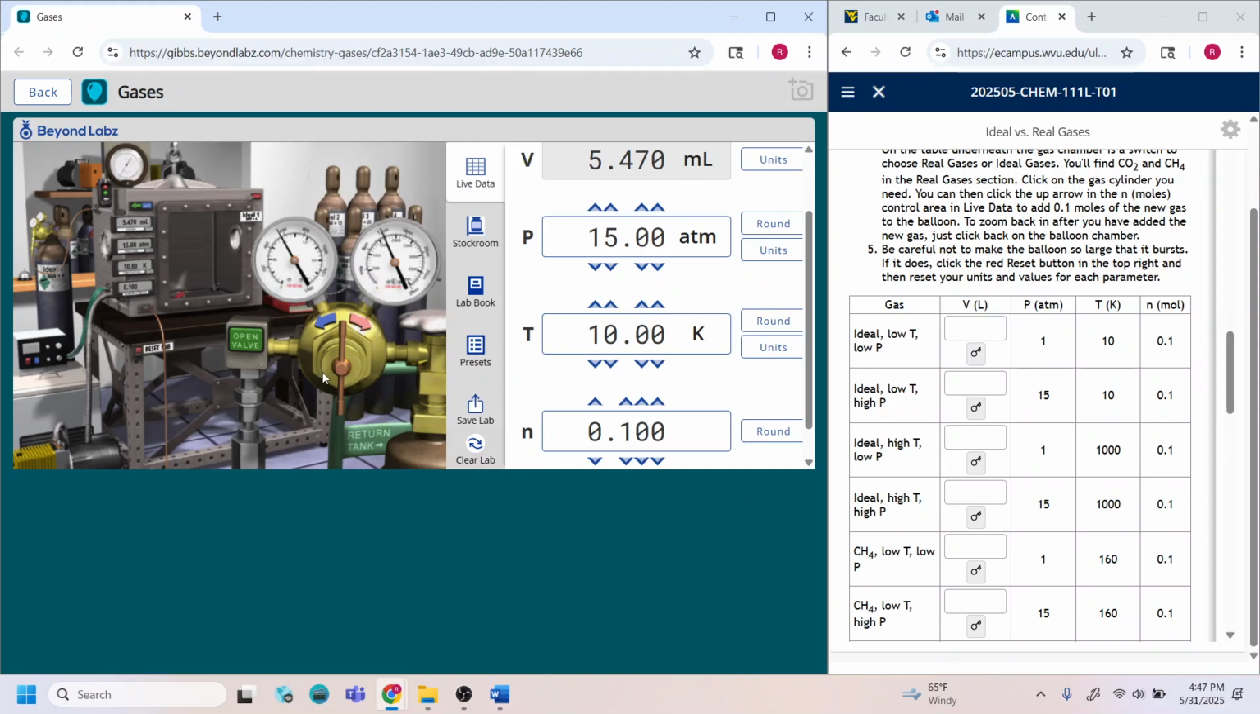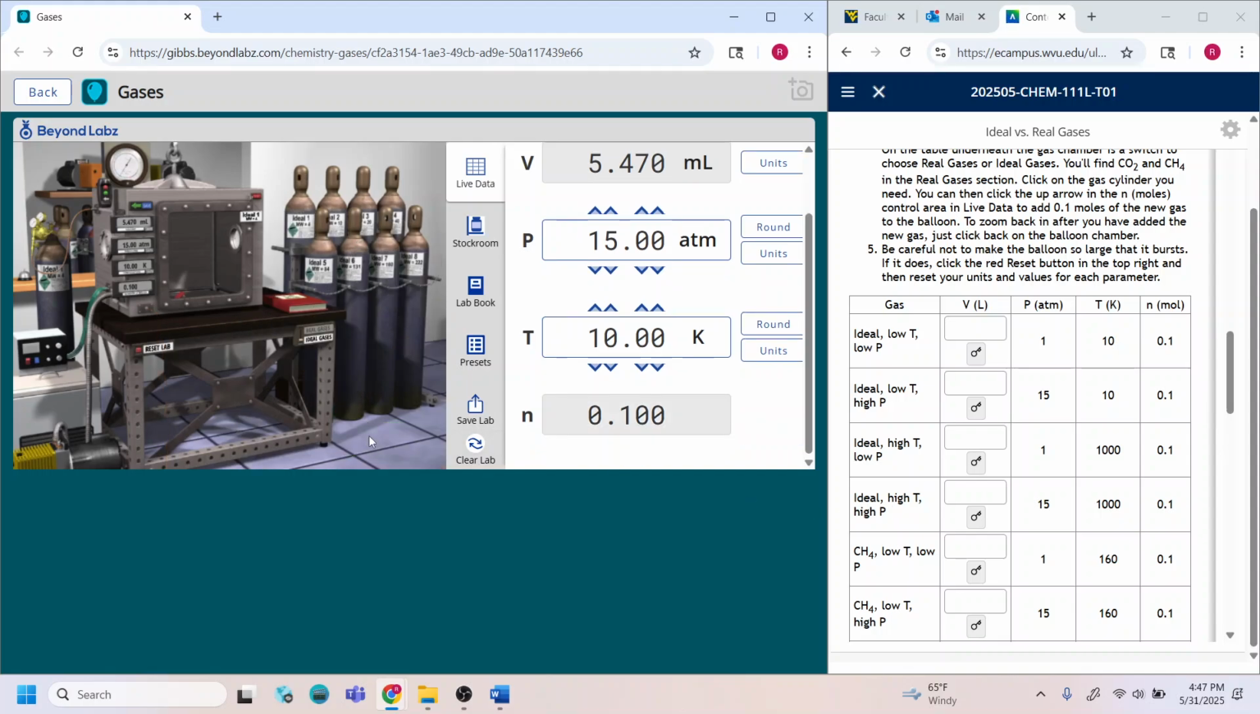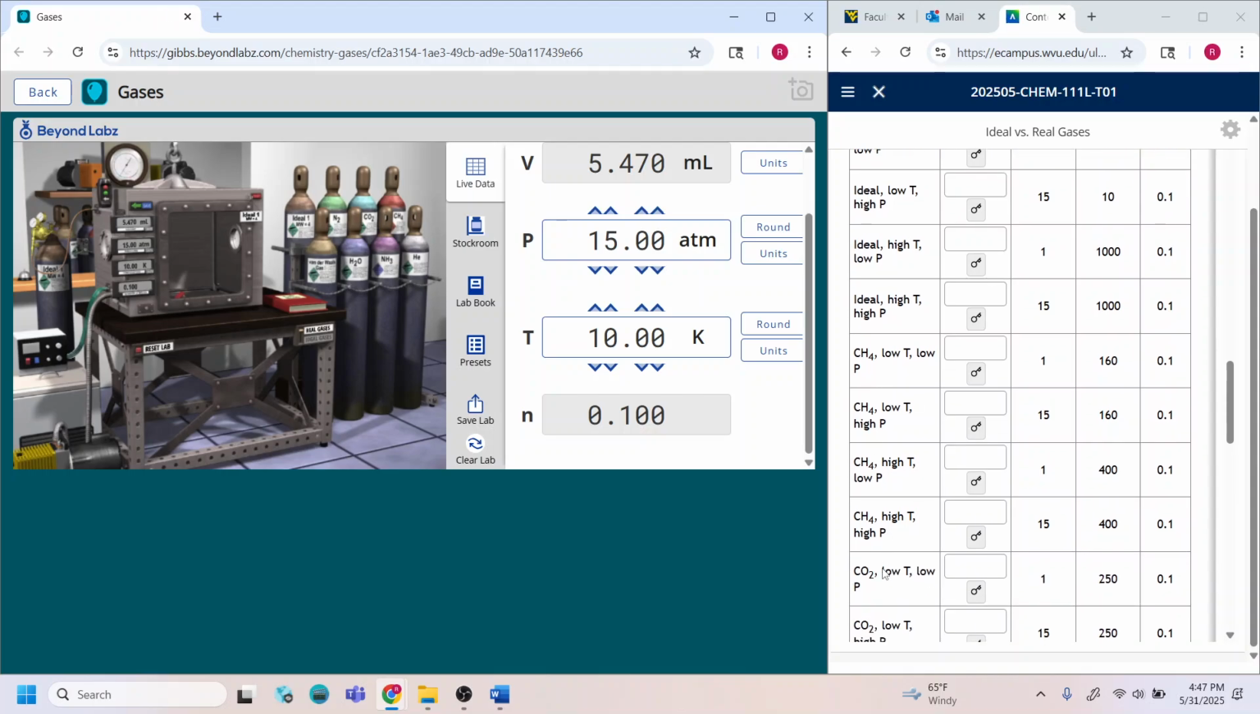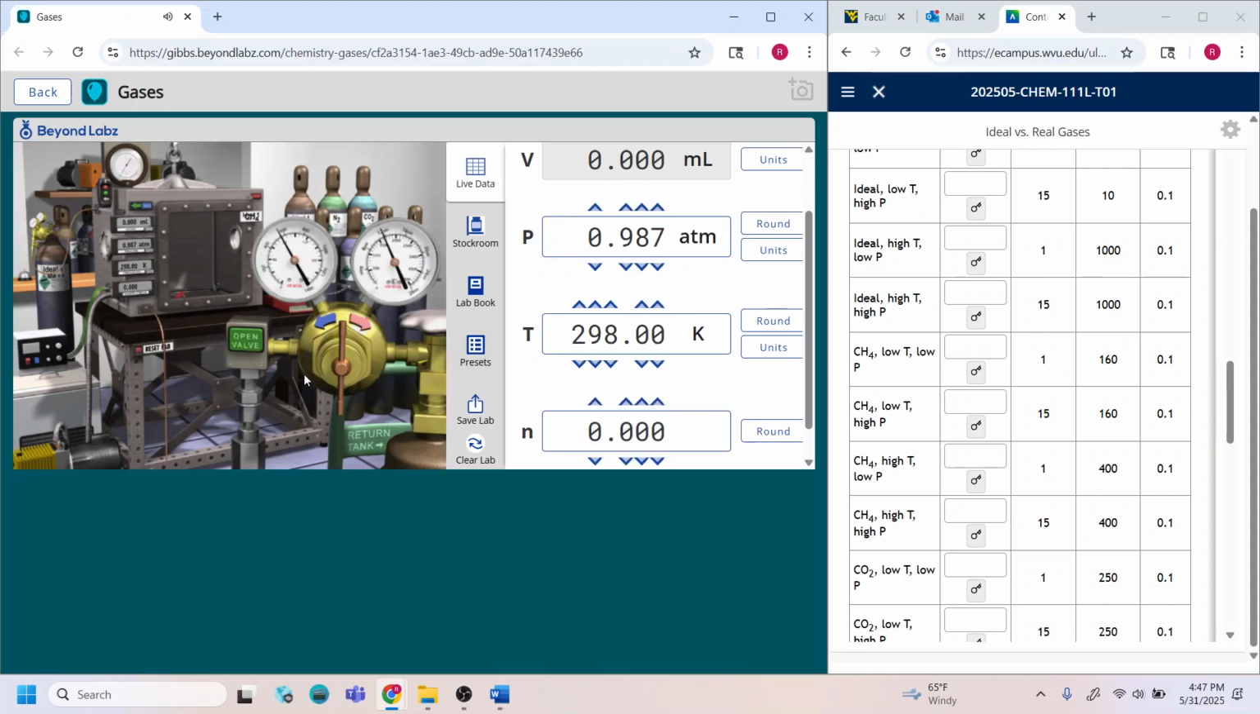After you do the ideal gas, we're just going to return the tank, and we're going to change now into a real gas. So for the real gas, we are going to use our methane and carbon dioxide. So we're going to start with the methane. So just make sure that you pull out the methane cylinder in there.